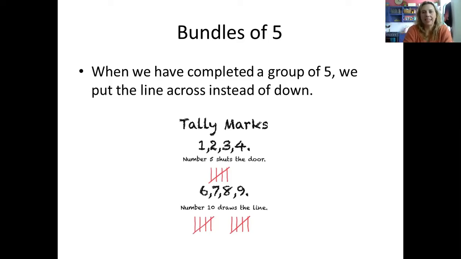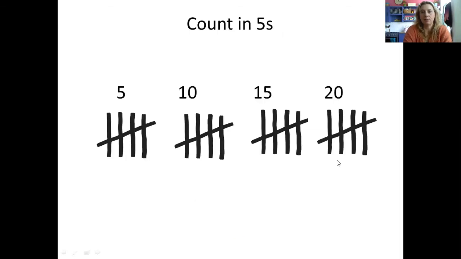And then when we're collecting, if it's a lot of numbers, we can see that we've got them in bundles of 5, which makes them easy to count. So if we've collected lots of information, our tally chart might look a little bit like this. And then we can use our clever counting in 5 skills to see what the total is at the end.